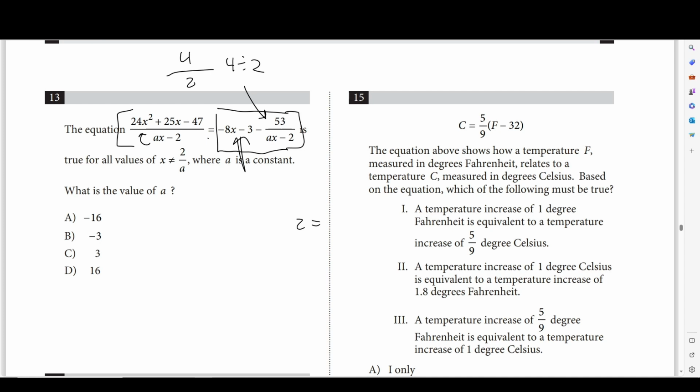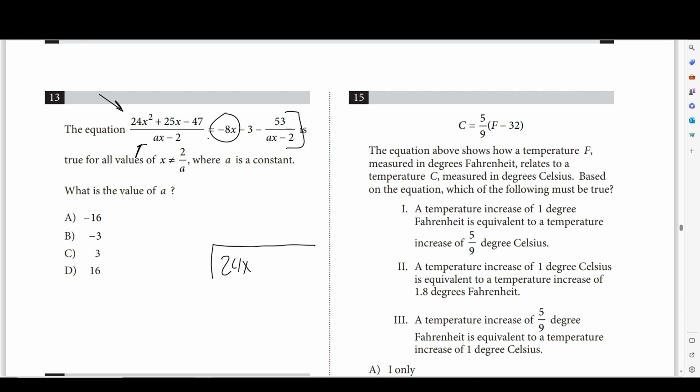So what this means is that when I divide 24x squared plus 25x minus 47 by ax minus 2, I'm going to get a value that starts with negative 8x. That's what I'm going to go off here. So I'm going to write the division symbol and start dividing. Here I'm going to write my equation, 24x squared plus 25x minus 47. Here I'm going to write ax minus 2, and I know that my answer is going to be negative 8x minus 3, and then I'm going to add this as my remainder, because that's just the format, right?